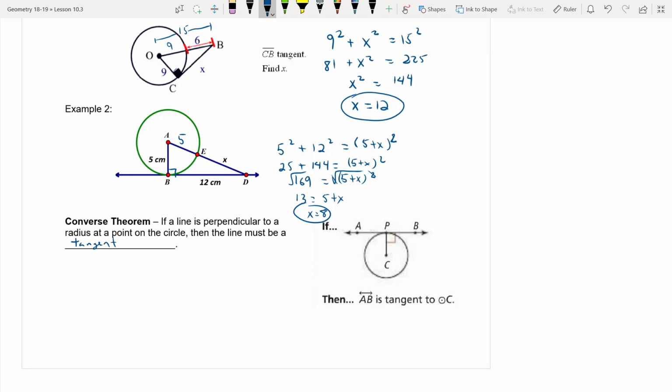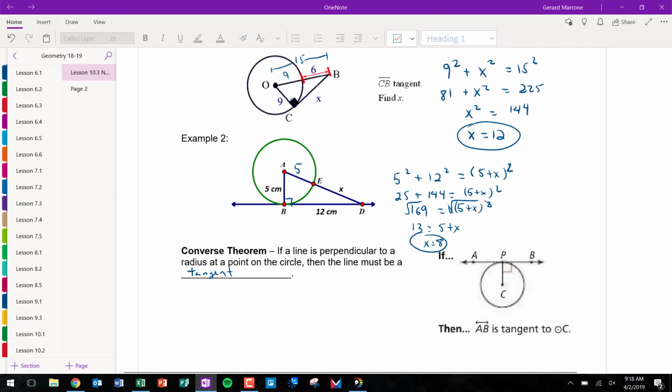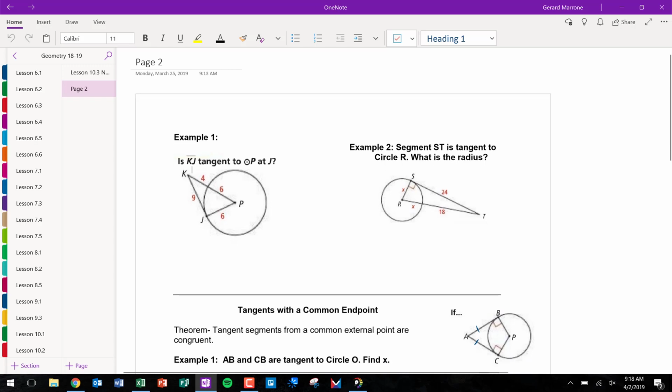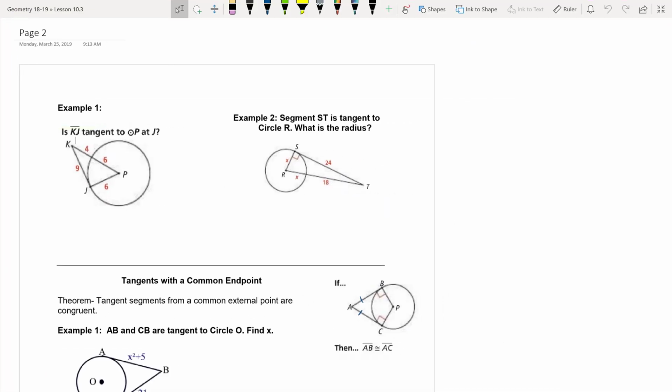And it's really just saying that this is true both ways. Whether they tell you it's a tangent, or whether you have a line that intersects a circle at one point and creates a right angle with the radius, we know we have a tangent. It just flips both directions. So let's take a look at some examples using that, and then we're going to take a look at examples of tangents with a common endpoint.